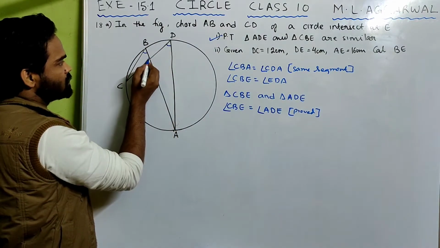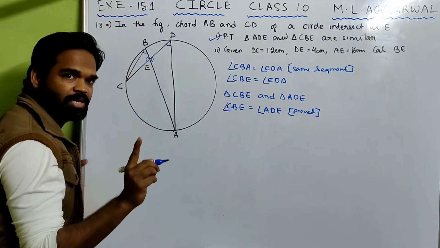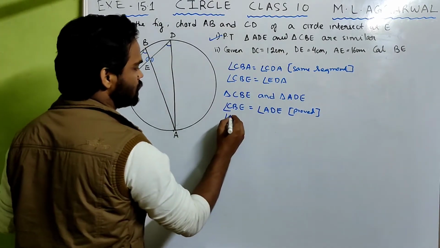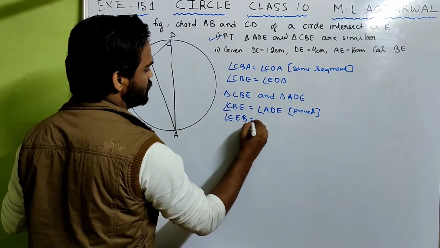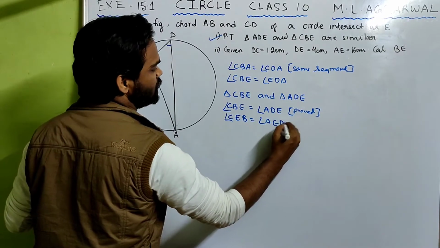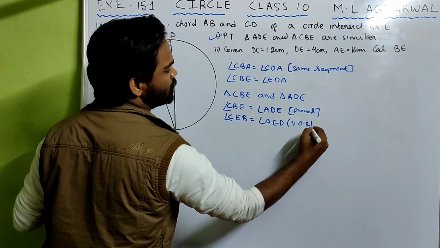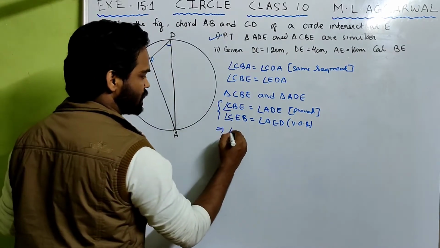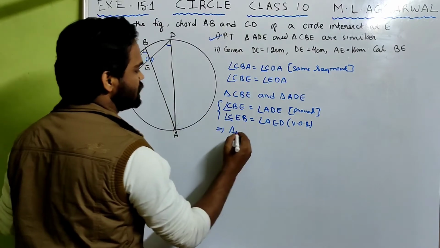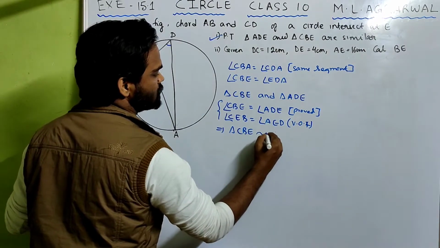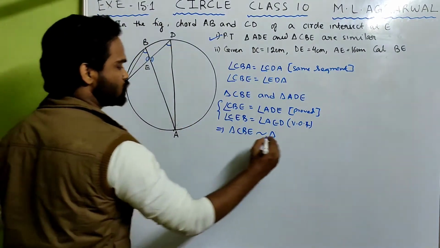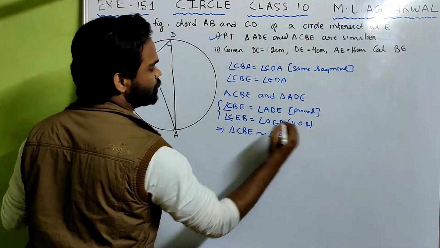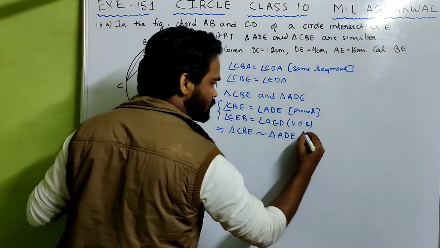Next, this angle and this angle will be equal, vertically opposite angle. Angle CEB is equal to AED, vertically opposite angle, which means by angle property we can say that triangle CBE is similar to triangle, C corresponds to A, B corresponds to D, ADE. Done.